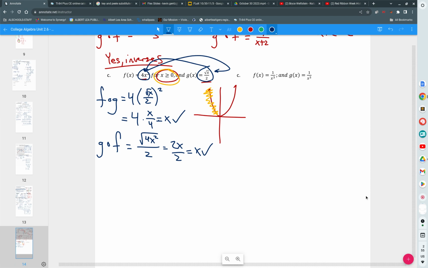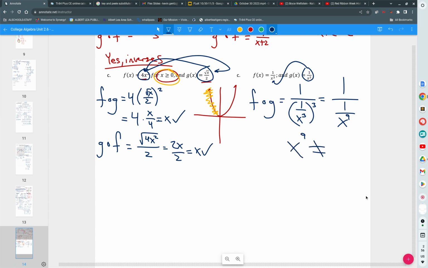Sometimes they will not be inverses of each other. We do this last piece, we're just going to compose it once, not twice. I'm going to put this right in for x there, and I get 1 over x cubed, that quantity cubed. In the top, I get 1. What do you get in the bottom? 1 over x to the ninth. What is 1 over x to the ninth? x to the ninth, and that is not x. So therefore, they're not inverses.